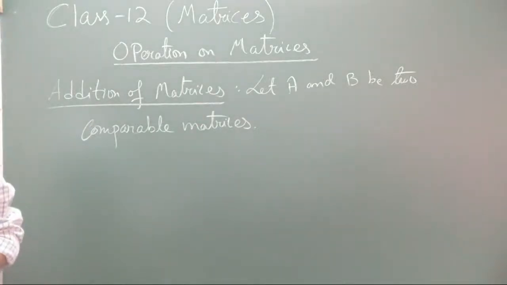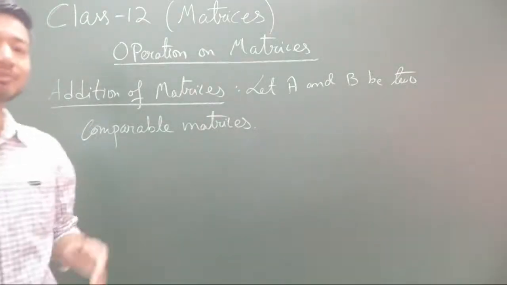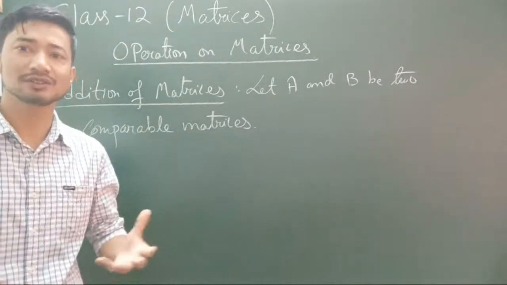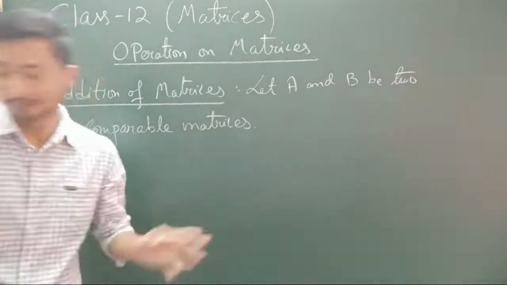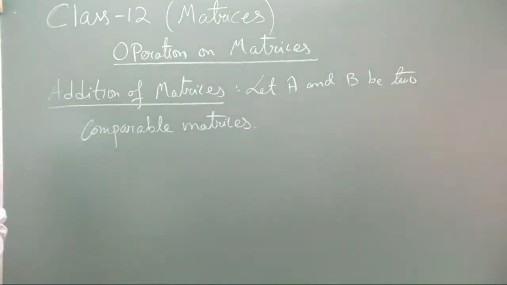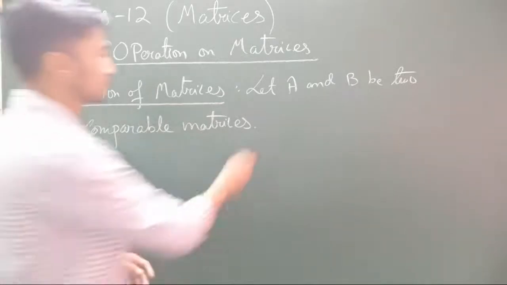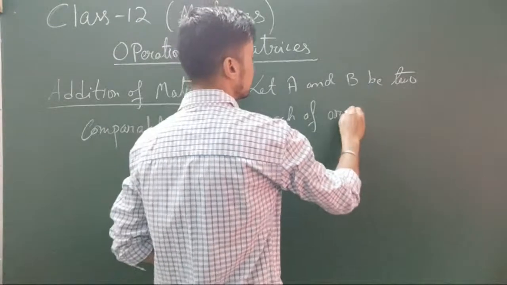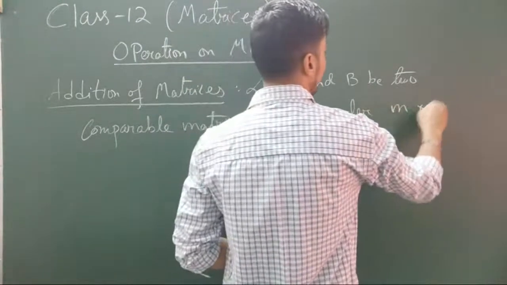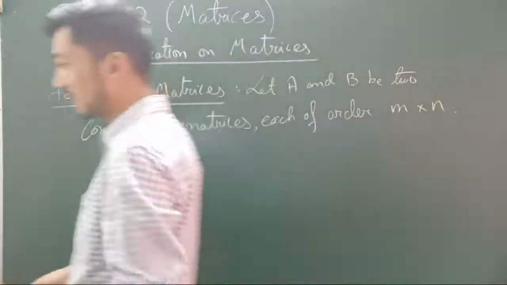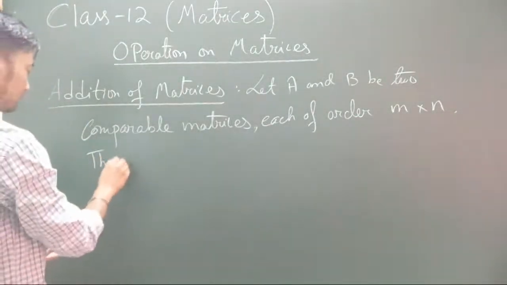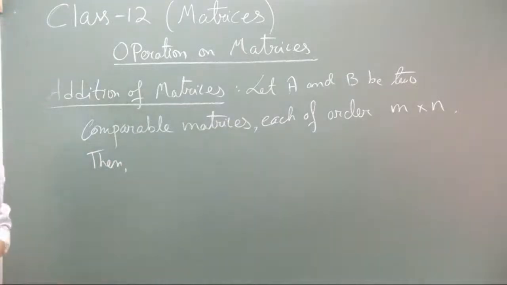Addition of matrices. I'll keep it very simple, but this is how the definition goes, so it's good to write down the things technically also. Let A and B be two comparable matrices, each of order m by n. Comparable matrices, last class we have already discussed. I believe you have the notes. If not, you can check out the previous videos.